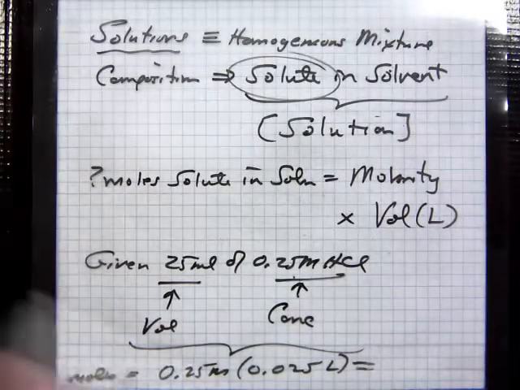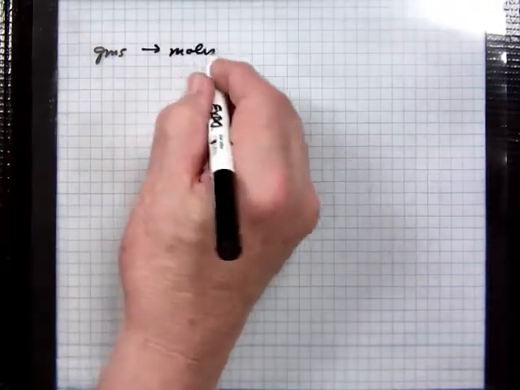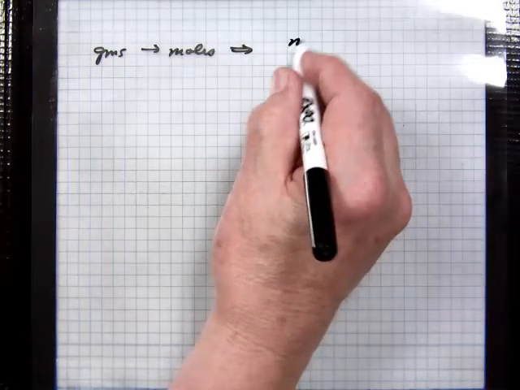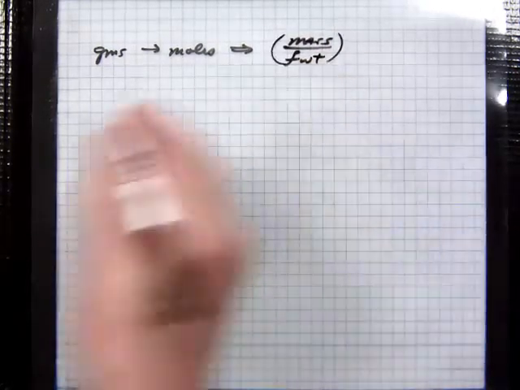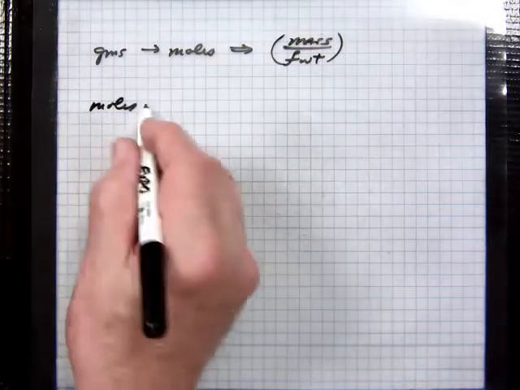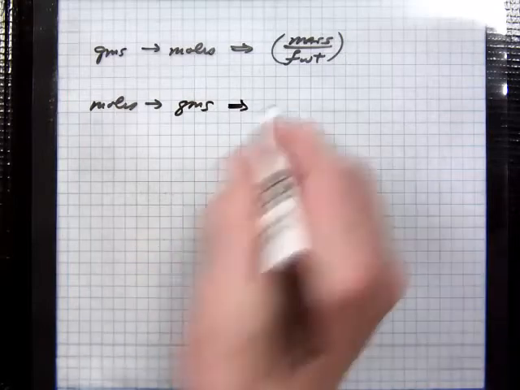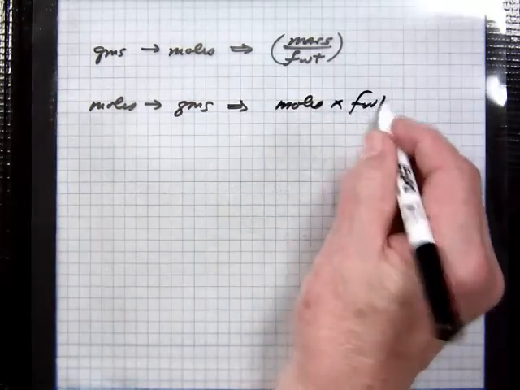All right. Grams goes to moles: it's mass over formula weight. Moles to grams is moles given times formula weight.